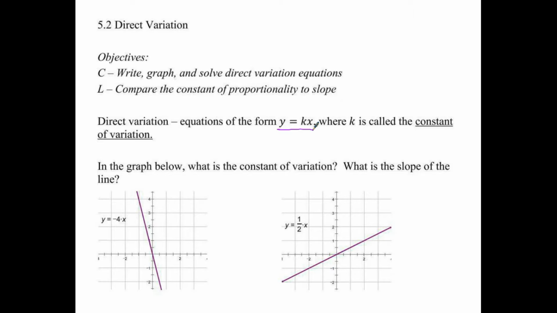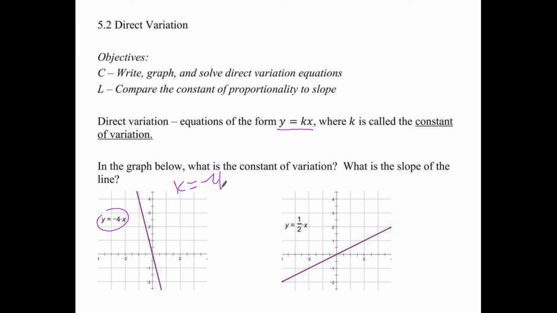So in the graphs and these examples at the bottom of the page here that I have, what is the constant of variation? We know that it's k. We're going to try to figure it out. So in the equation that we have here, what is the constant of variation? Yeah, it's -4. So k is -4. We just read it right off the equation.